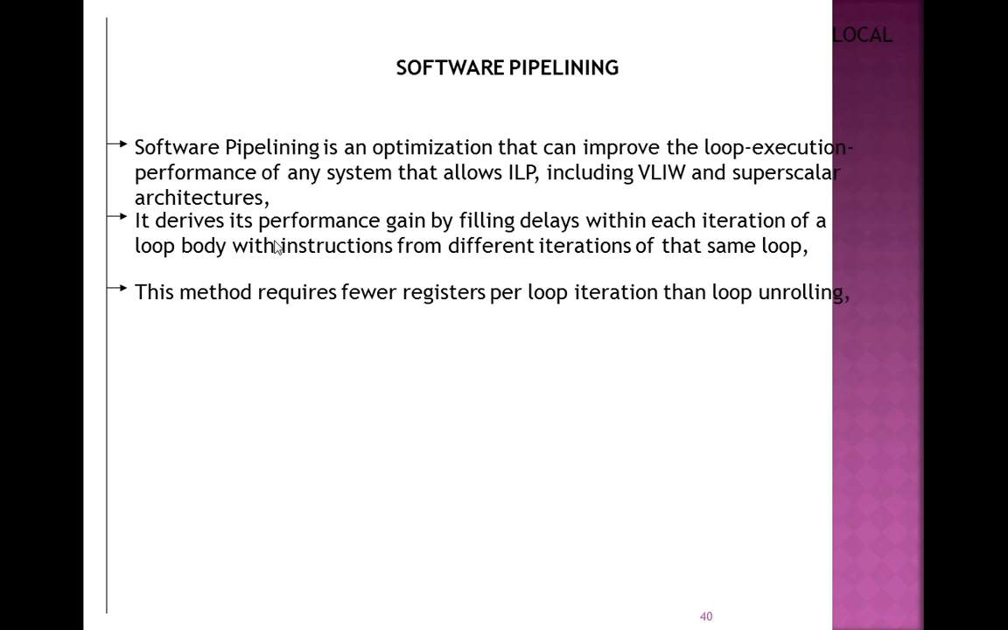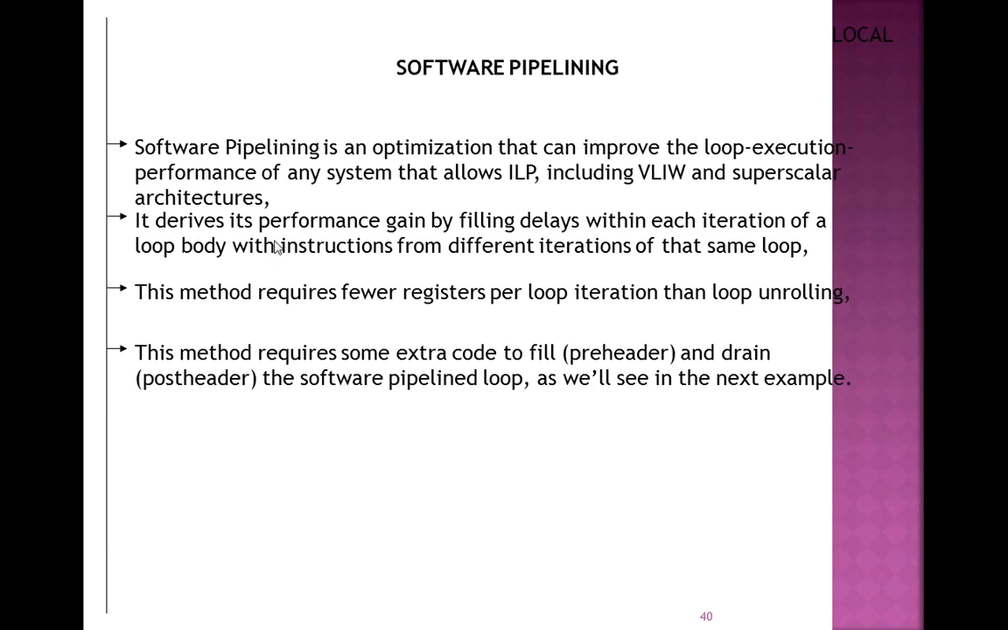It derives its performance gain by filling the delays within each iteration of the loop body with instructions from different iterations of that same loop. That is, with the help of pipelining, we can perform multiple tasks simultaneously, so more than one iteration can be used in any system. This method requires fewer registers per loop iteration than loop unrolling.